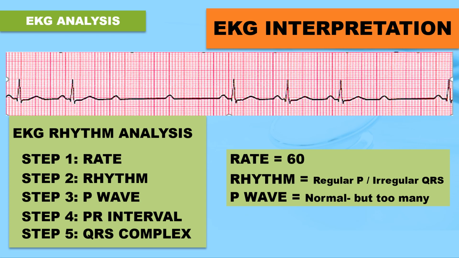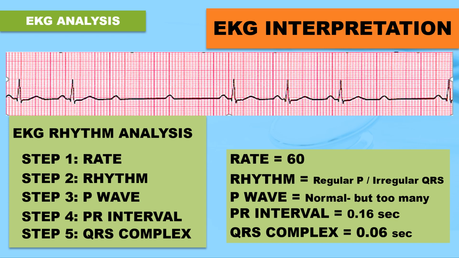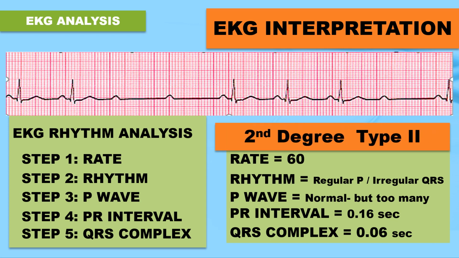And then in step 4, our PR interval, when we see it, we calculate it. And in this case, we have PR intervals before the QRSs that we can calculate. And when we look at the small boxes, we see 0.16 seconds, guys. That's right, 0.16 seconds on this calculation. And then step 5, our QRS complex. When we look at those small boxes and calculate our QRS complexes, we should see 0.06 seconds. So what do we have for this EKG interpretation? Well, guys, this is second degree heart block type 2.